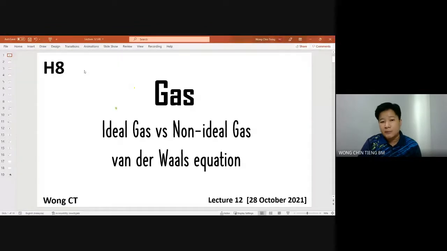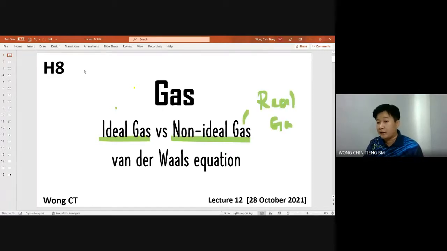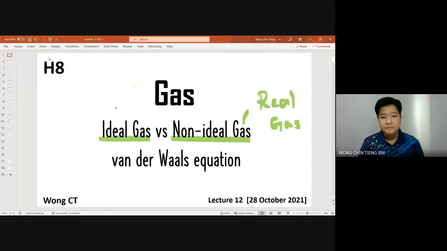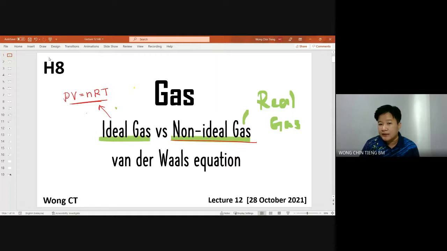So, we are going to talk about ideal gas and also non-ideal gas. Another name untuk non-ideal gas adalah kita panggil real gas most of the time. Okay? Ideal gas, kita akan banyak guna formula ideal gas equation PV equals to NRT that we will talk about later on. Okay? So, in the real gas or the non-ideal gas, we will be using Van der Waals equation.